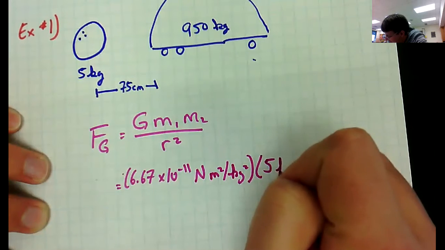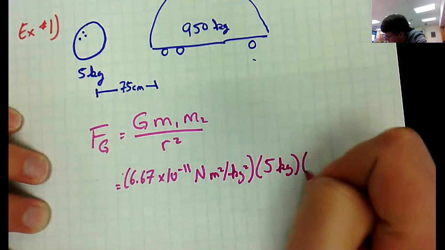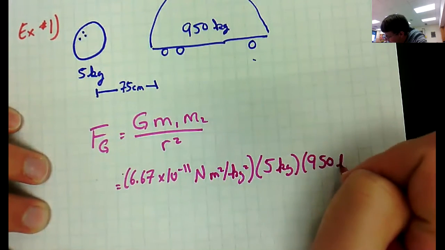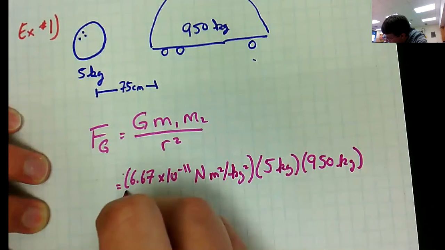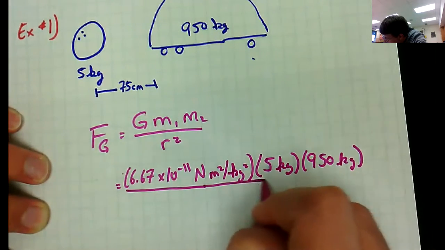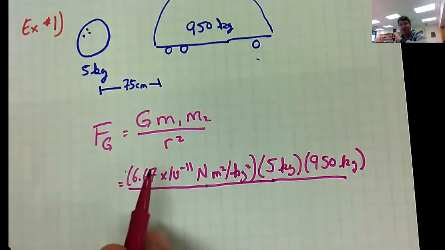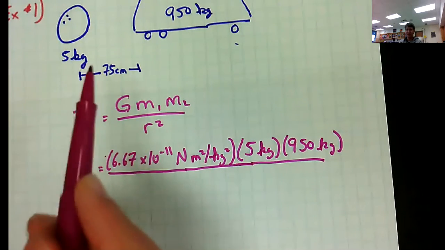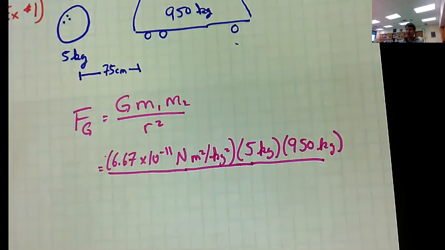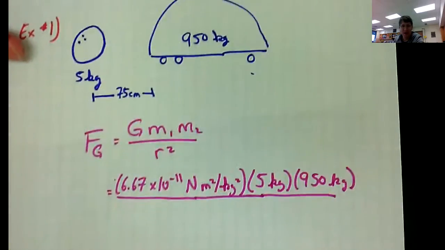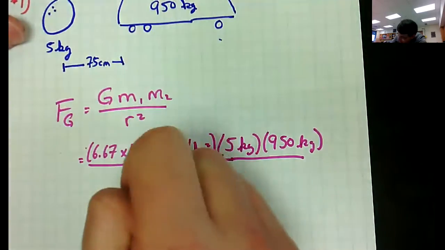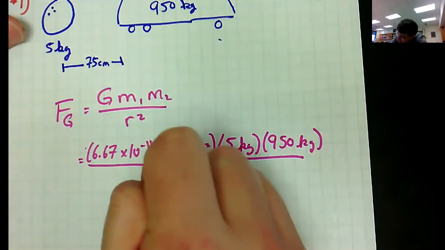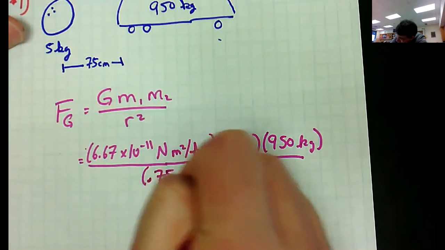The first mass is 5 kilograms. The second mass is 950 kilograms. And then we have to divide by, again, we call this R because a lot of times it's a radius, but in this case, it's not really a radius. It's just a separation. It's 75 centimeters. Now, I can't actually put 75 centimeters because remember I said we want our distance in meters. So it really should be 0.75 meters squared.